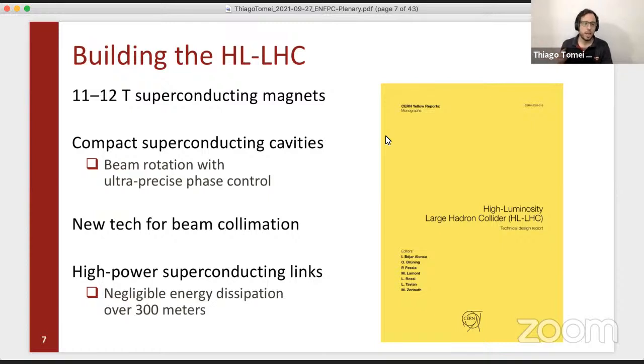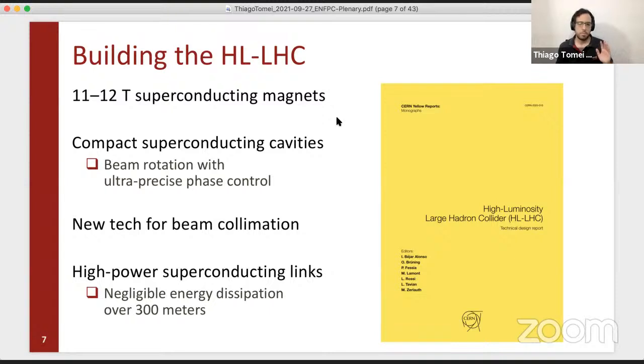Last year, take a look at the amazing feat of engineering and technology that came to being in order to be able to get this ultimate luminosity. We will need new superconducting magnets, new superconducting cavities, an amazing technology in order to collimate the beam to get this ultimate luminosity, and superconducting links that have negligible energy dissipation over more than 300 meters of link.